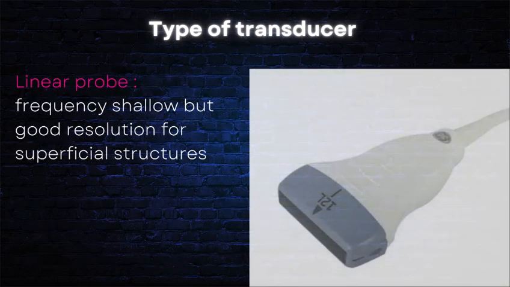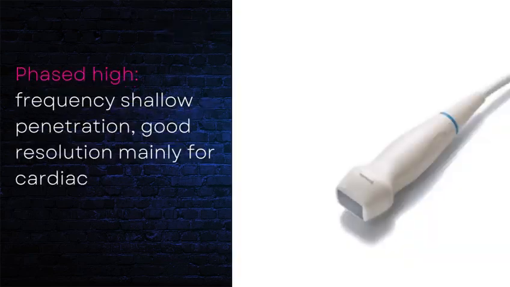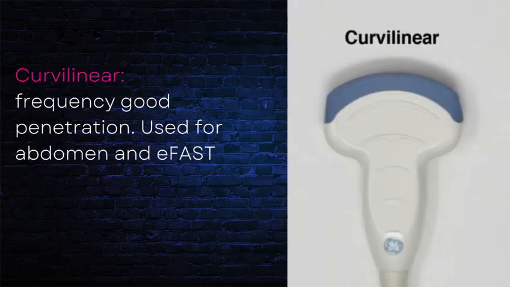Secondly, the type of transducer. 1. Linear probe, high frequency, shallow penetration but good resolution for superficial structures. 2. Phased array, low frequency, good penetration, mainly for cardiac. 3. Curvilinear, low frequency, good penetration, used for abdomen and E-FAST.